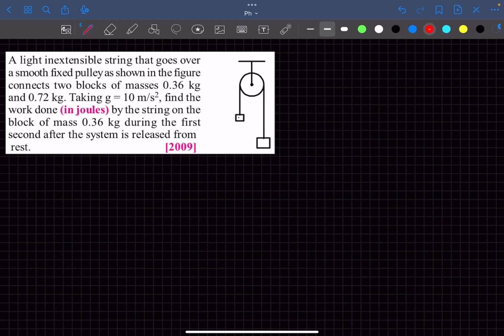Okay, so the problem is quite straightforward. Let's just say this mass is m, and this is 2m. So the acceleration of the system: the weight of this block is 2mg, and the weight of this block is going to be mg. So the net force along the string will be mg downwards, right? So the acceleration would be mg divided by the total mass of the system, which is 3m. That would be g by 3.